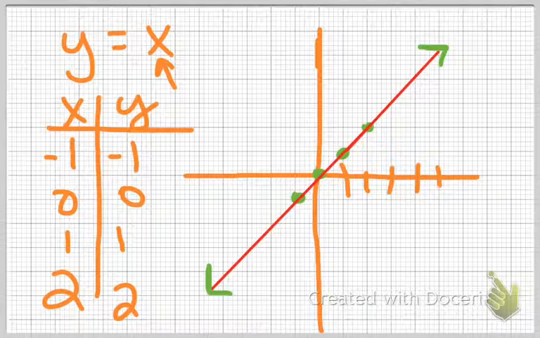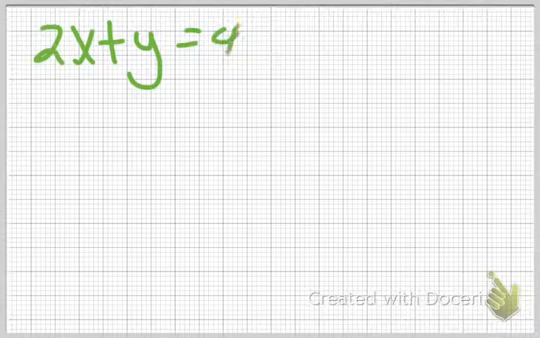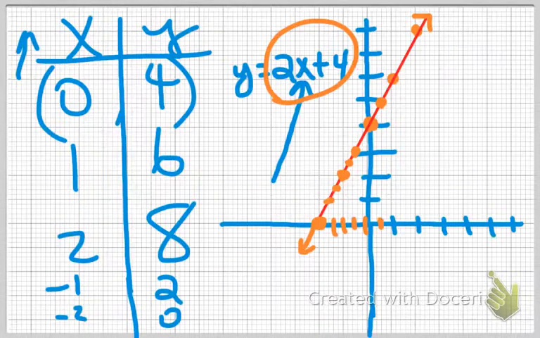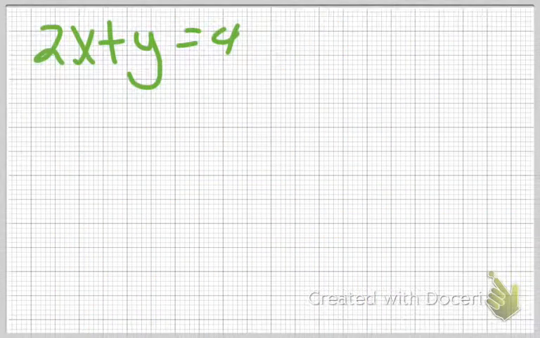All right, let's do just one that looks like this. They're going to start off with 2x plus y equals 4. I want you to notice the other ones had a y equals when we did it. So we want to turn this one into a y equals.